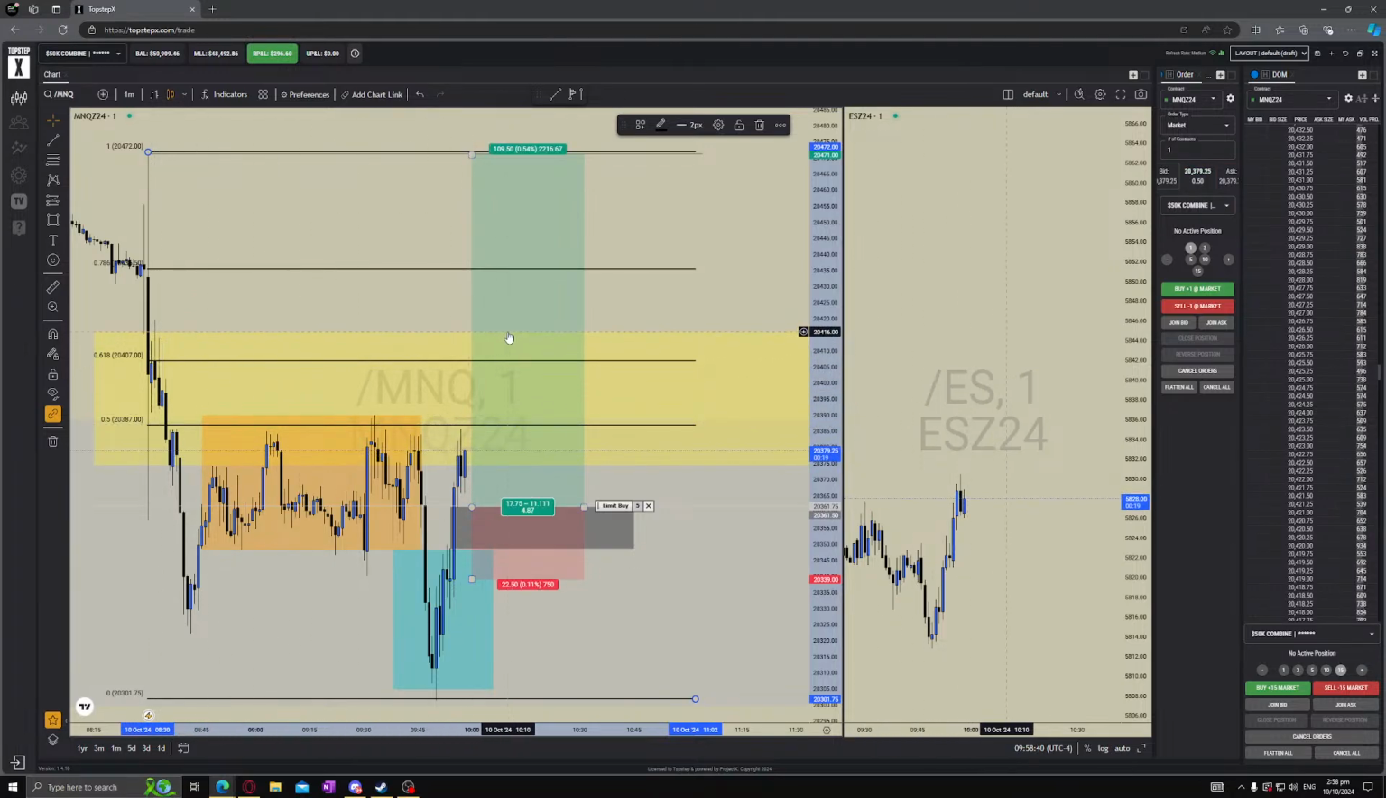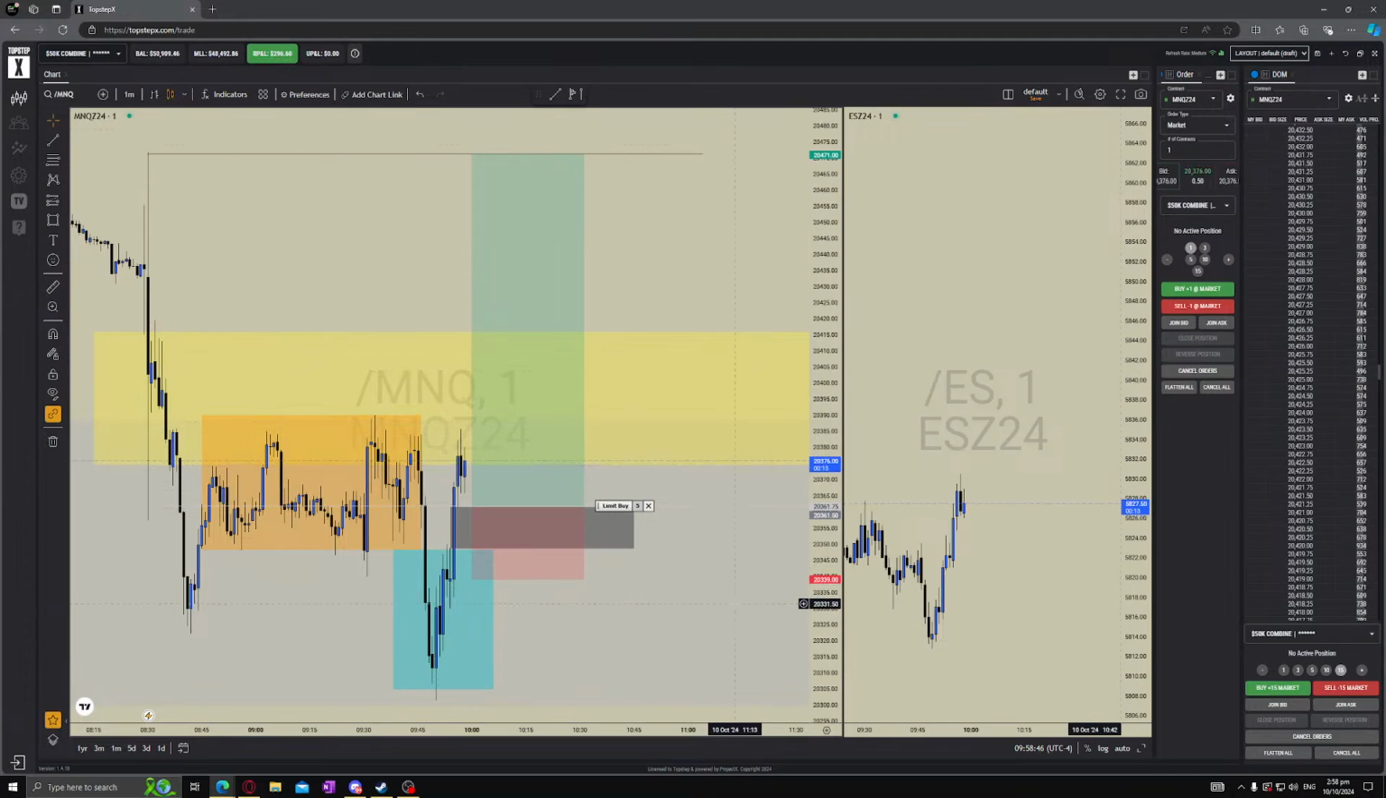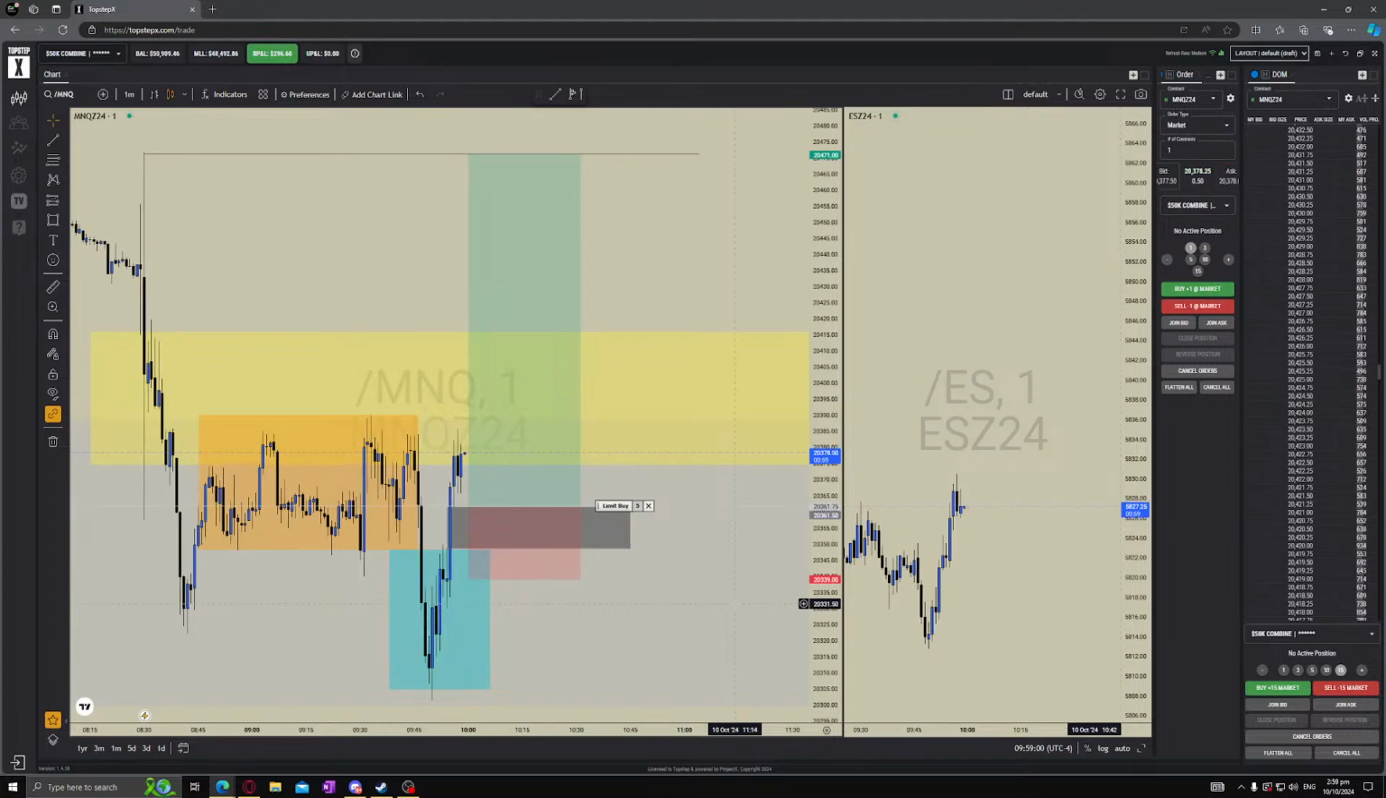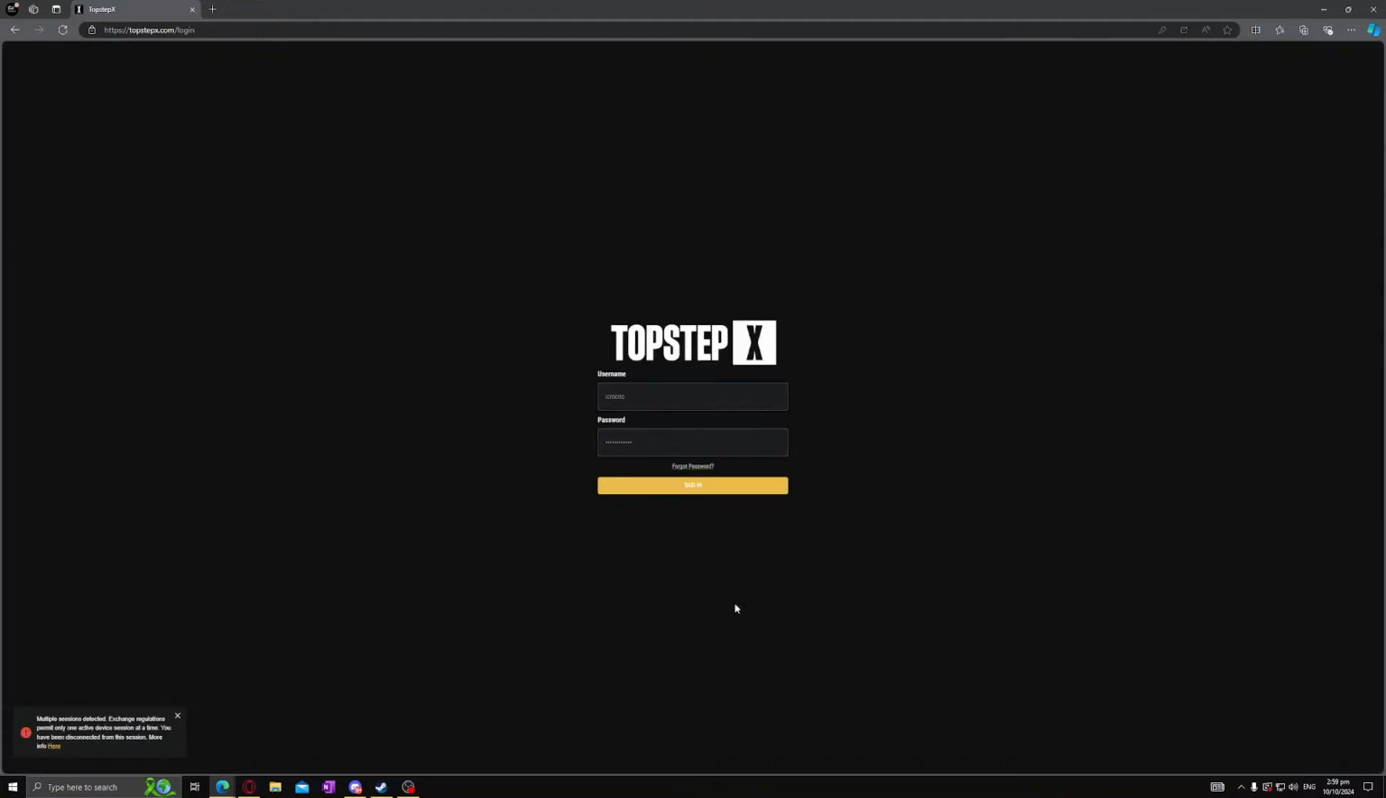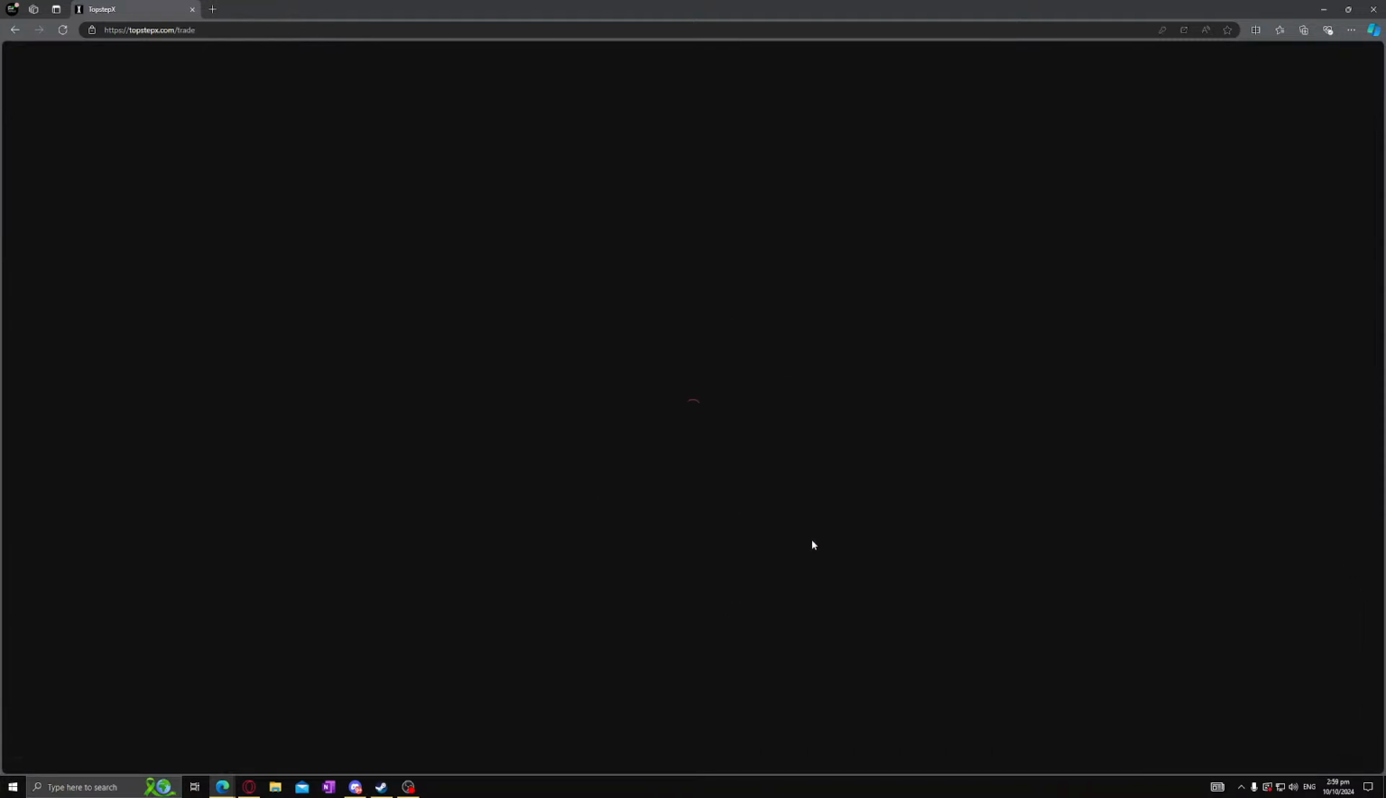I'll play all this zone inside the 15-minute again. But yeah, if you get an entry, you get an entry. If not, it's completely fine as well. Oh, my bad. It's because of my phone. I opened my phone.